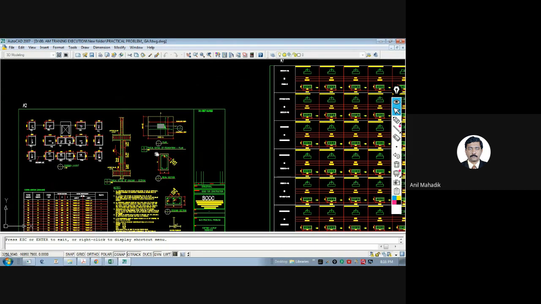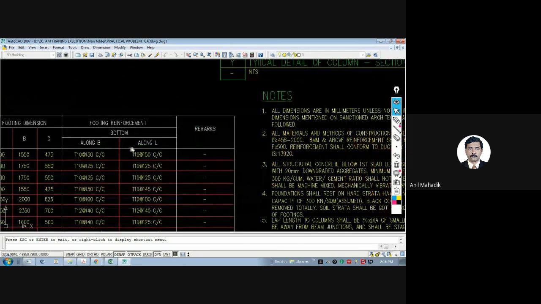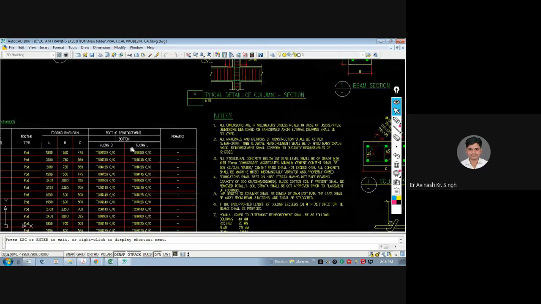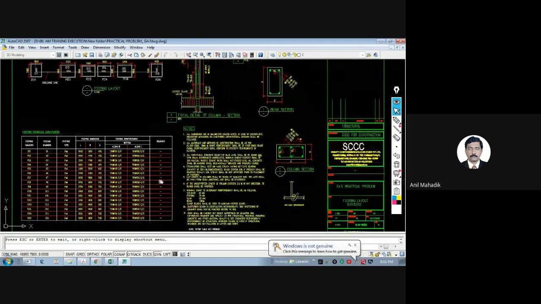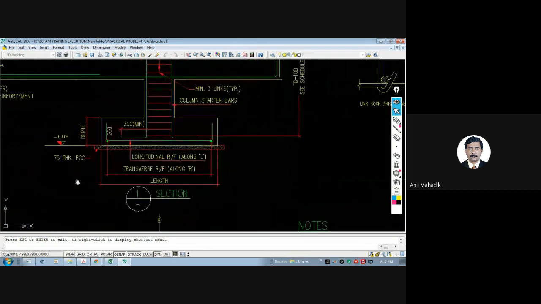And at the bottom, generally we get the reinforcement at the bottom only for isolated footings. And if there is any remark, you can write down the remarks also over here. So this is the schedule, and you can see the details. If you draw the section, it looks like this.